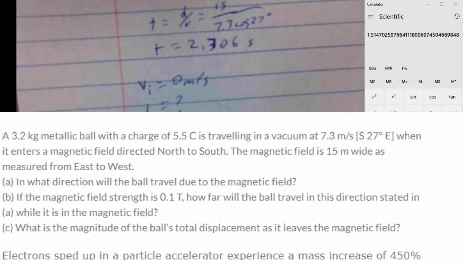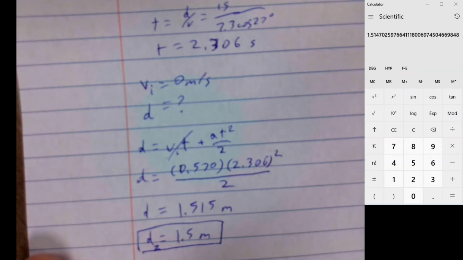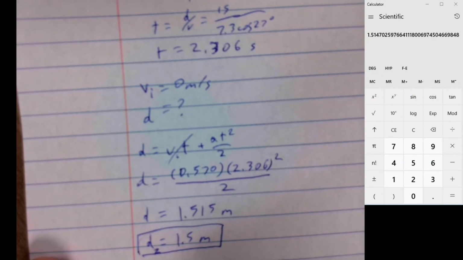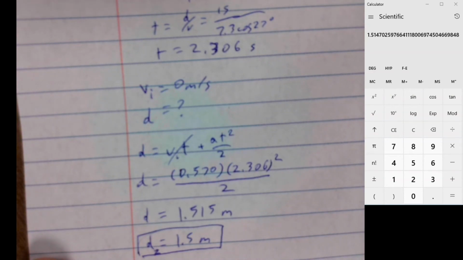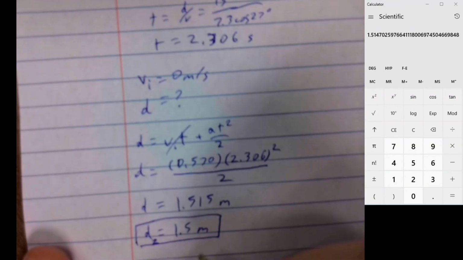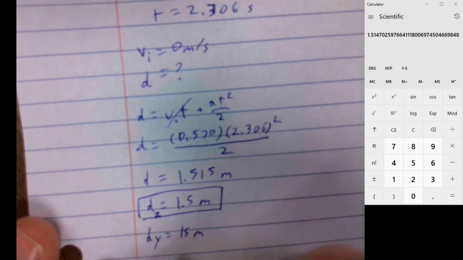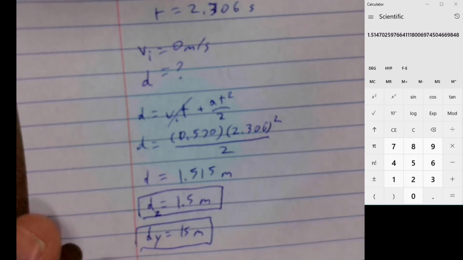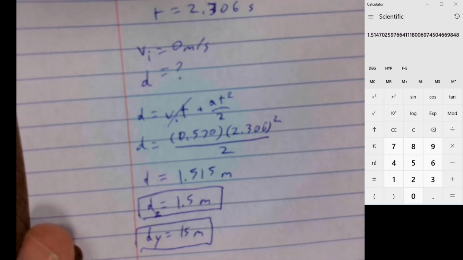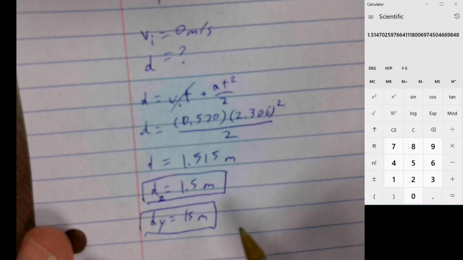So now this one's a little bit more complicated. If we're talking about the magnitude of the total displacement, this is our dz. That's our d in the up-down direction. And it said the total displacement as it leaves the magnetic field. So our dy is 15 meters because that's how long it was in that field. But we need to see how far it goes in the east-west direction. And then we have to do some trigonometry in 3 dimensions here.